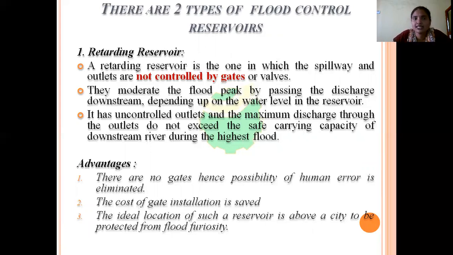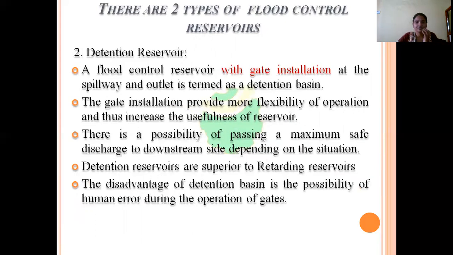What are the advantages of these retarding reservoirs? There are no gates, hence the possibility of human error is eliminated. The cost of gate installation is saved. The ideal location of such a reservoir is above a city to be protected. Next, the second one, detention reservoirs.